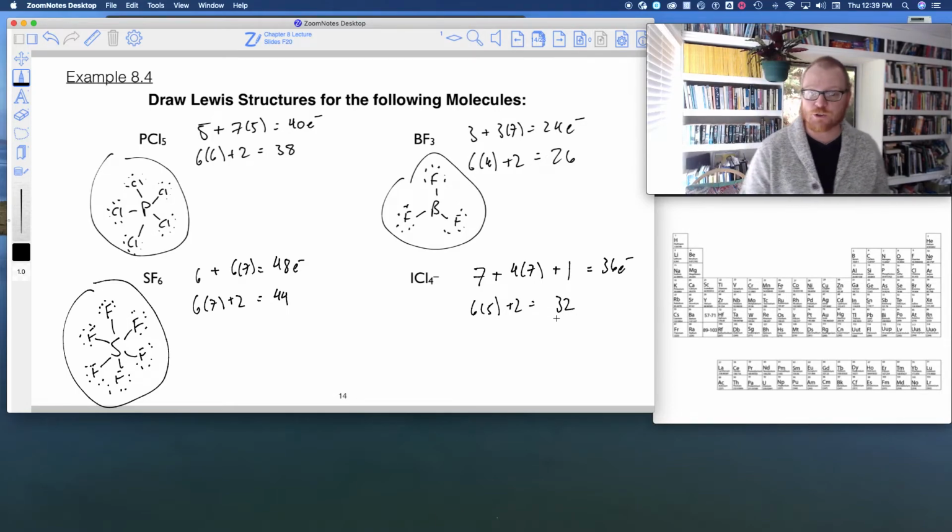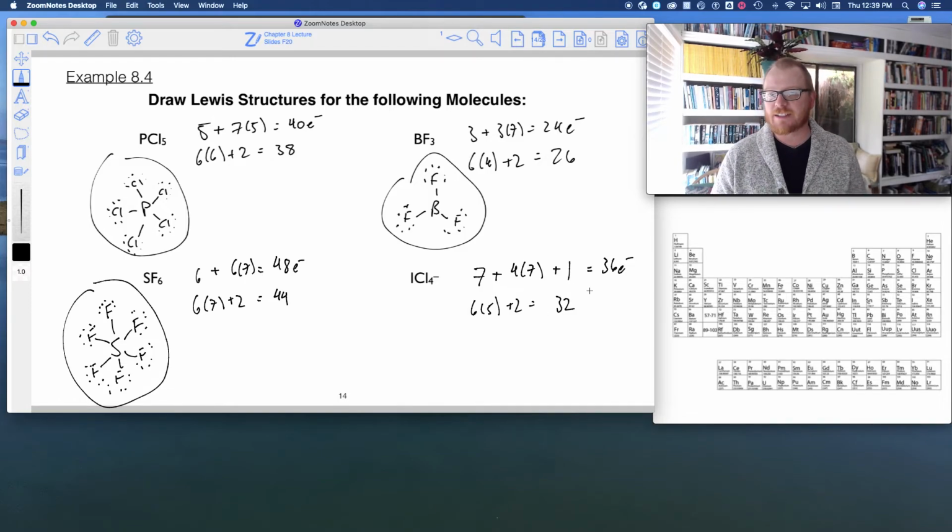Now this one's interesting because you can see it's also less by 4, just like this one. And if I start spreading around these bonds, you notice that I've only got 4 chlorines. So how is it that I'm going to get 12 electrons around the iodine? Well, let's just wait on that, and let's finish the lone pairs for chlorine. And let's see how many we have remaining.